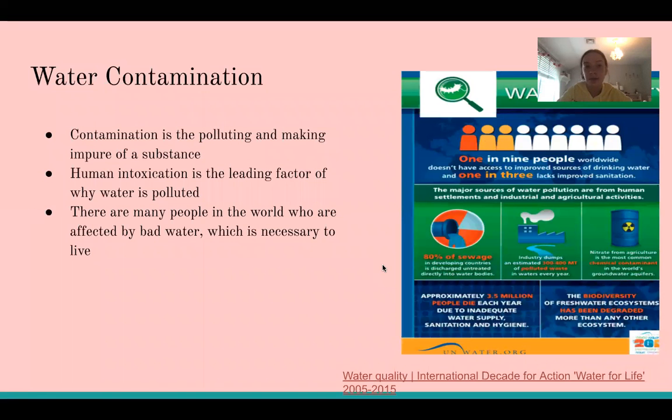This experiment was based off the topic of water contamination around the world. Contamination is the polluting and making impure of a substance. Human intoxication is the leading factor of why water is being polluted. There are many people in the world who are affected by bad water, which is a necessary thing for all of us to live.